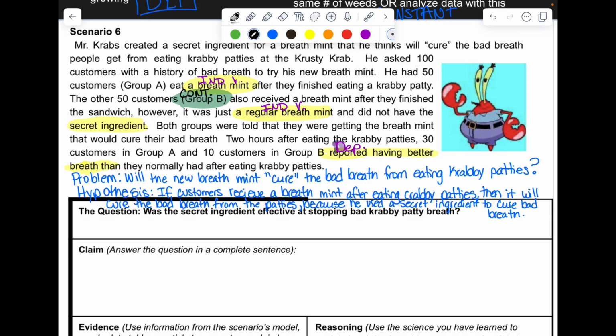So he is using 50 customers in both of the groups, so that's being kept constant. They are always eating Krabby Patties to check their breath, and they are always reporting after 2 hours. So some of those are the things that are being kept constant.